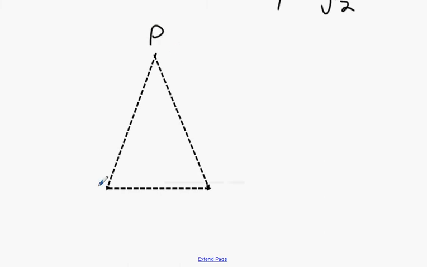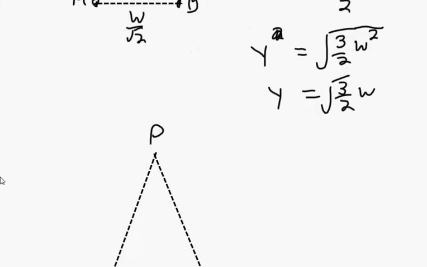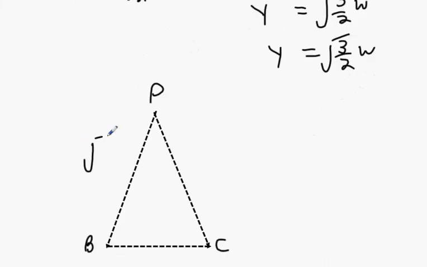P, C. We know PB to be root 3 over 2. We know this one to be... And what do we know this one to be? Okay. What are we told the area is?